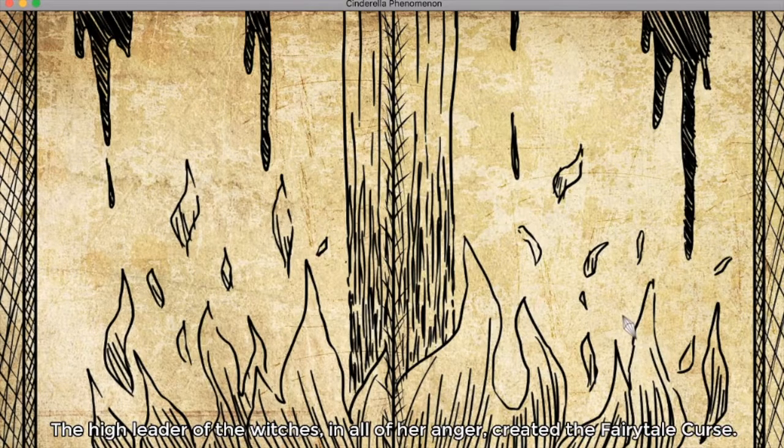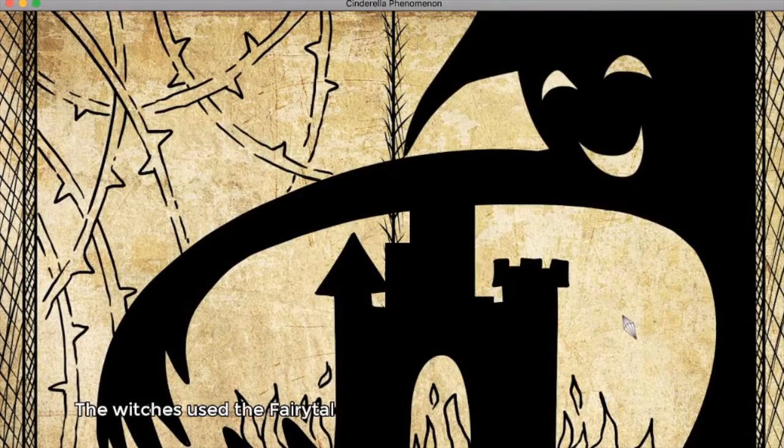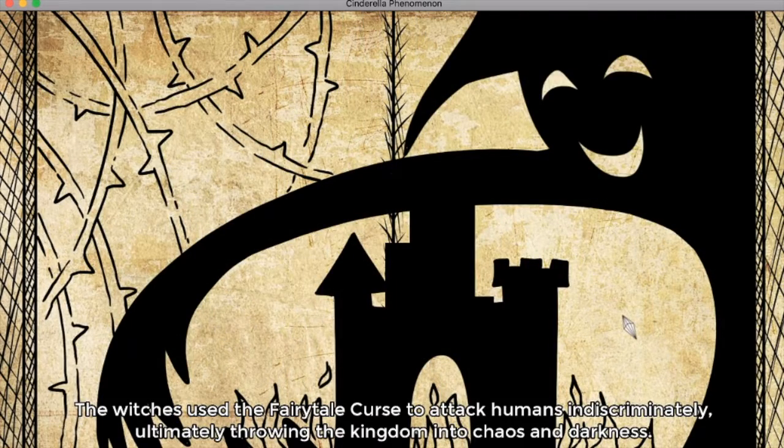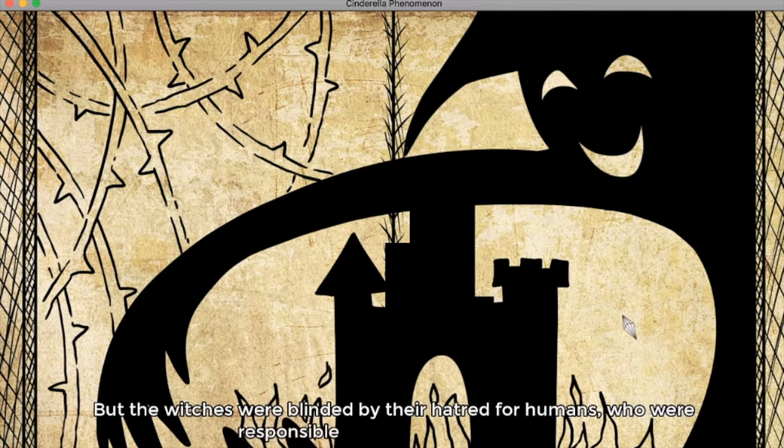The high leader of the witches, in all her anger, created the fairy tale curse. You think we are wicked? So be it. Just as you have taken our happily ever afters, we shall take yours! The witches used the fairy tale curse to attack humans indiscriminately, ultimately throwing the kingdom into chaos and darkness. The ruler of the fairies, the Lucius Bearer, sought to regain peace. But the witches were blinded by their hatred for humans, who were responsible for the witch genocide.